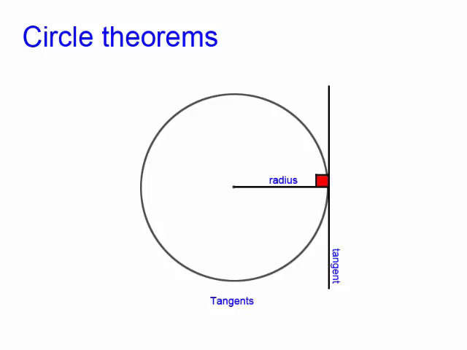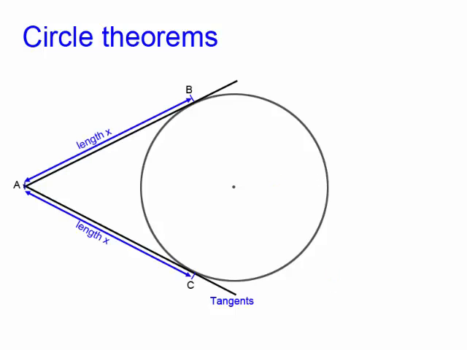A tangent is a line that touches a circle, and the angle where a tangent and the radius of a circle meet is always 90 degrees. Furthermore, two tangents constructed from the same point outside the circle are the same length between the point of construction and where they touch the circle. So in this example, line AB is the same length as line AC.